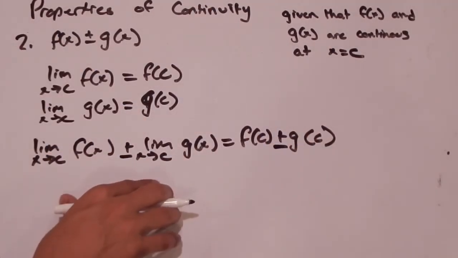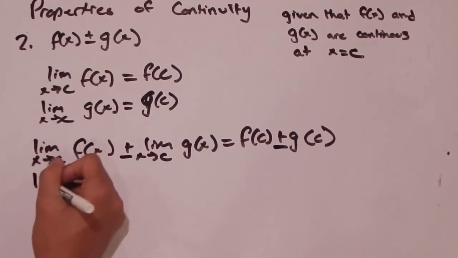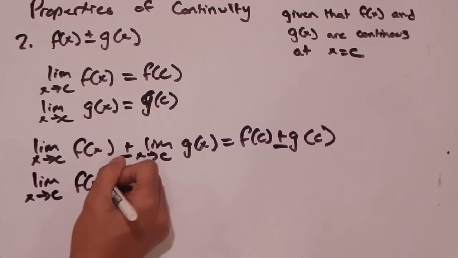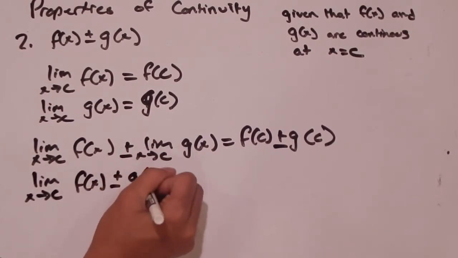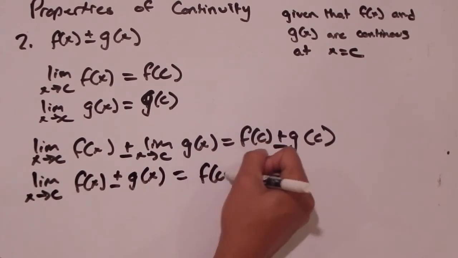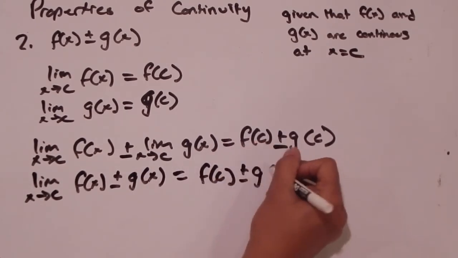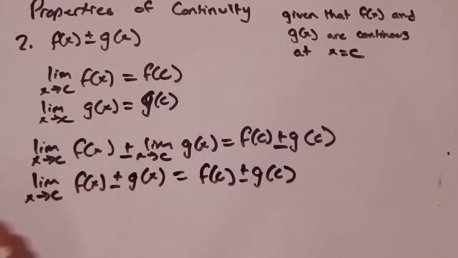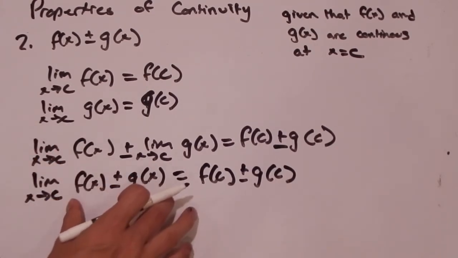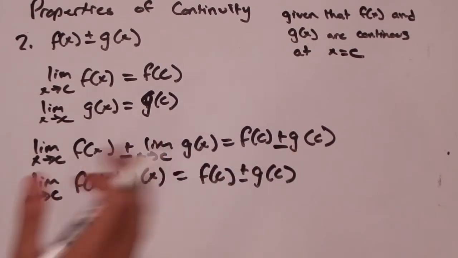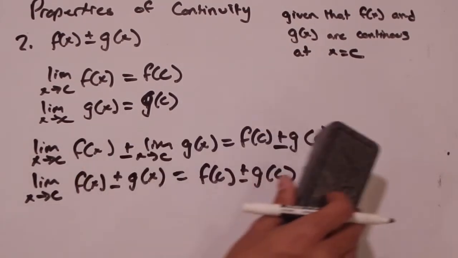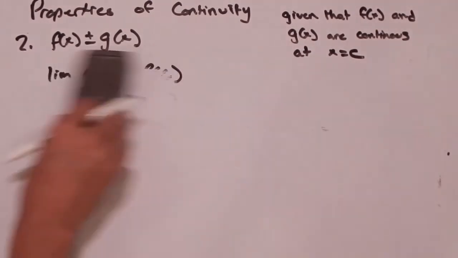And based on our properties for limits, we know that this can be rewritten as the limit as x approaches c of f of x plus or minus g of x, so we can write that in one limit, equal to f of c plus or minus g of c. And of course, because the limit as x approaches c of the function f of x plus or minus g of x equals f of c plus or minus g of c, we know that that function is continuous at c. So that proves that.